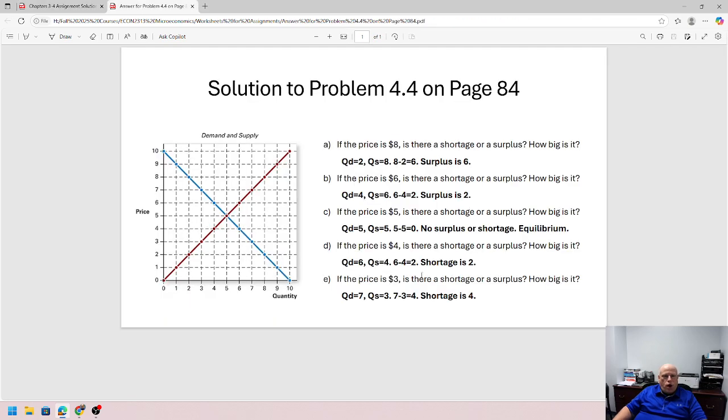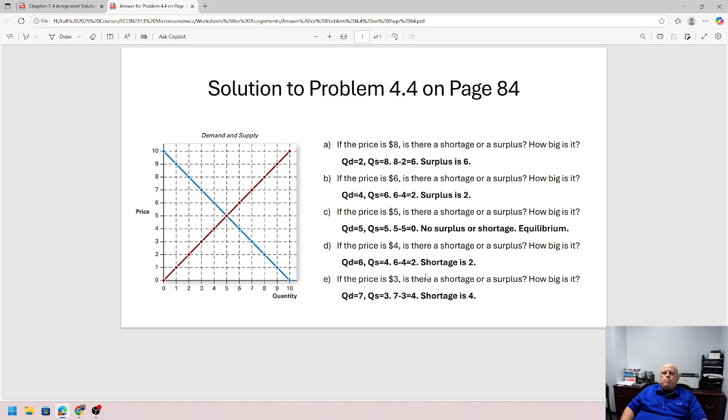And then on the other problem, this is the solution to problem 4.4 on page 84. Now, most of you got this correct. And on this one, some of you showed your calculations, some of you didn't. On this one, because it was very, very simple math, it was just subtracting single-digit numbers and getting a value, I didn't count points off on this particular one if you didn't show your calculations, because a lot of you could probably do it in your head.